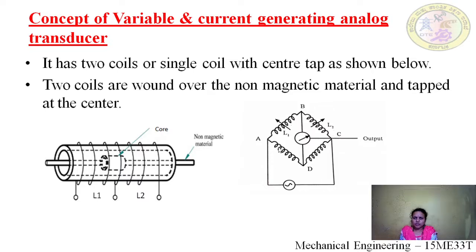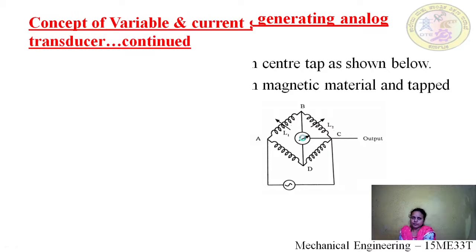we are using these two inductances in a Wheatstone bridge circuit. These two are energized by the external source energizer. So when the core moves to this side, there will be a change in the inductance. It will be converted into the voltage, and it is shown in the meter. When it moves to the right side, there will be a change in the inductance of L2, and that reading will be converted into the voltage. It will be shown in the meter.